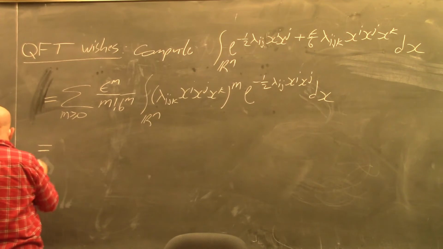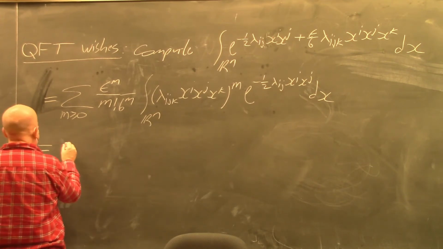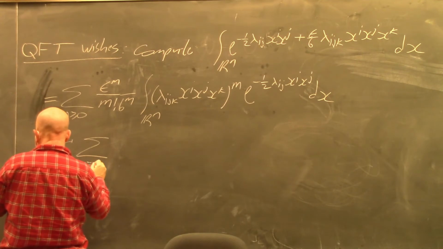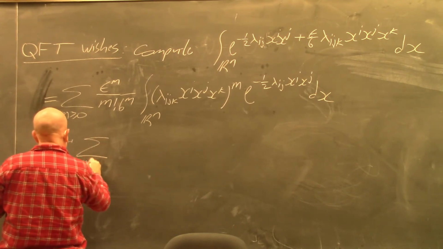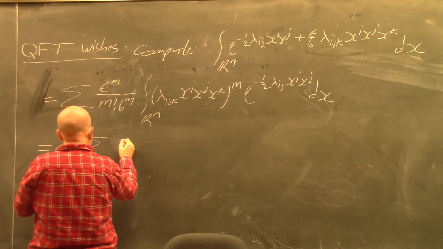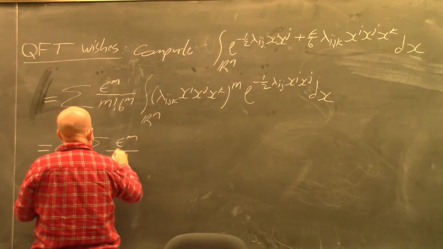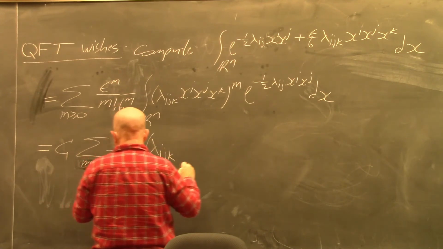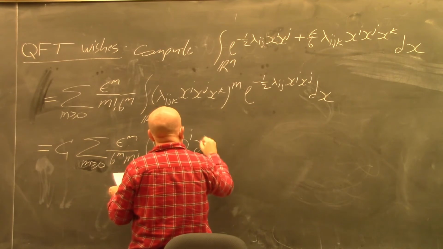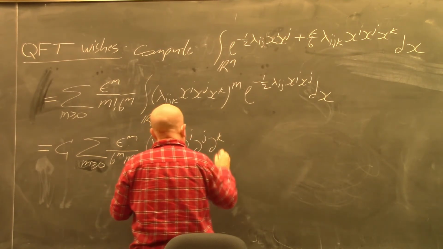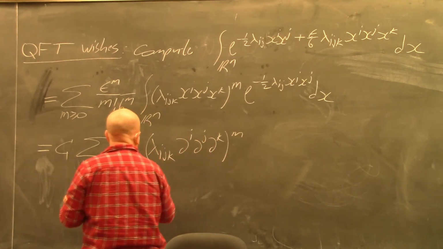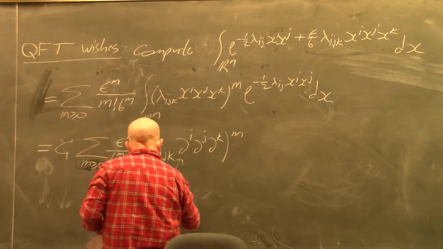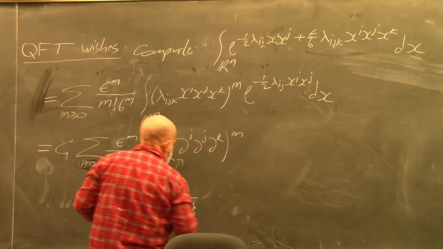So this is C times the sum as m is greater than or equal to 0 of epsilon to the m divided by 6 to the m, m factorial, lambda_ijk d_i d_j d_k to the power m. Since I'm lazy and I don't like writing d/dy_i, I'll just define that d_i means d/dy_i.